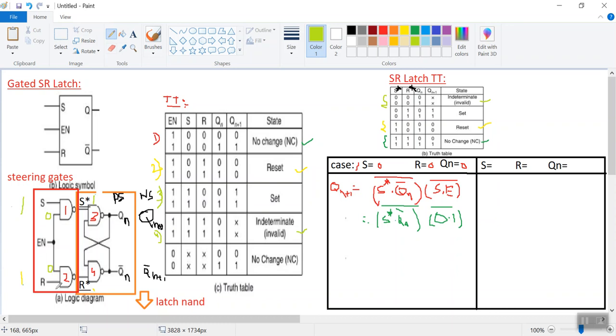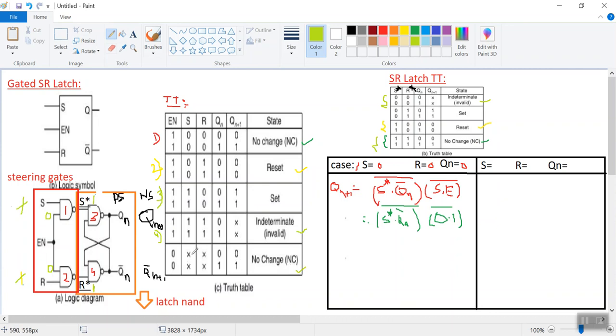And 0 into anything, whatever it may be, is a don't care. So 0 into anything you are getting 0, and 0 complement value is 1. So your S star value is 1 and R star value is also 1. Again, S star and R star both are 1. What is happening? No change state is occurring. Therefore, we have the result as no state change.